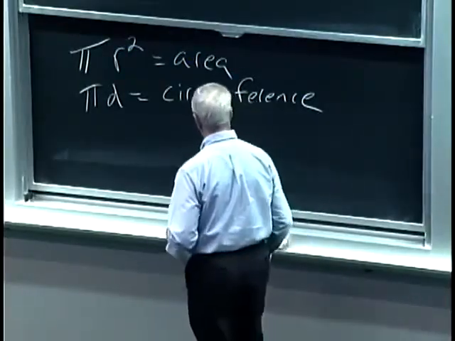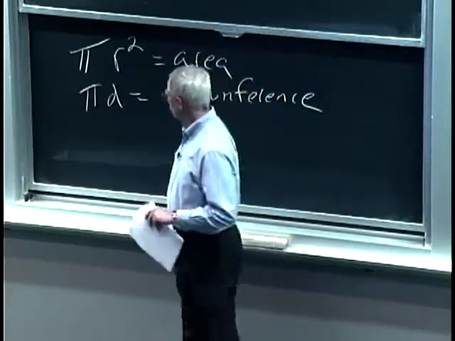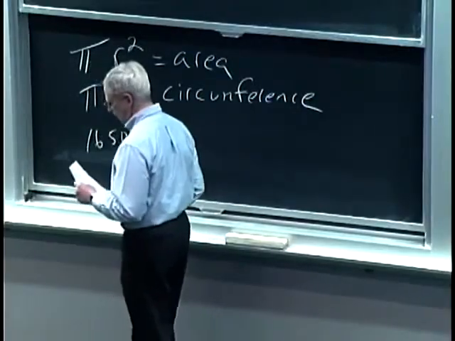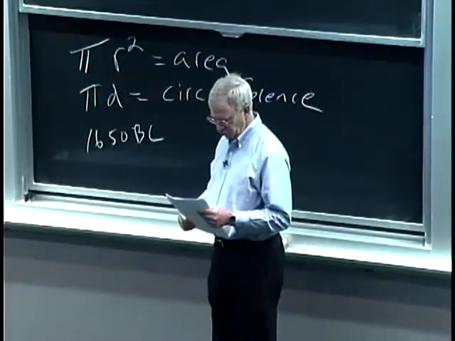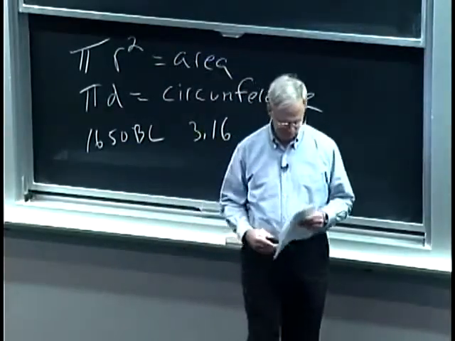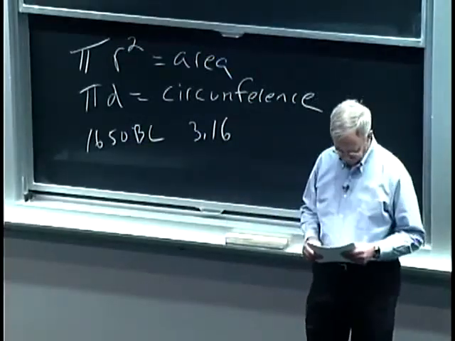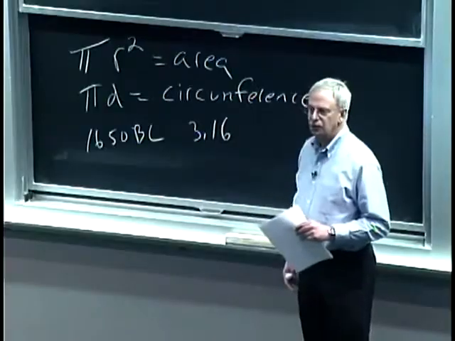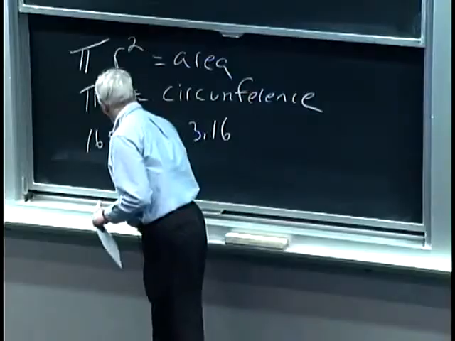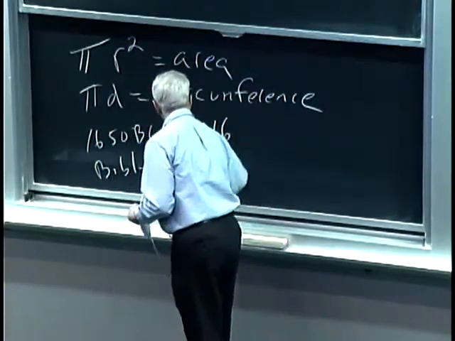And for thousands of years, people have speculated on what its value was. Sometime around 1650 BC, the Egyptians said that pi was 3.16, something called the Rhind papyrus, something they found. Many years later, about 1,000 years later, the Bible said pi was 3.